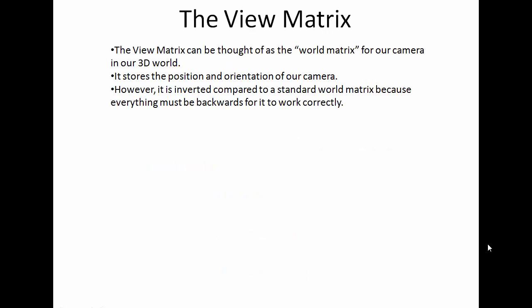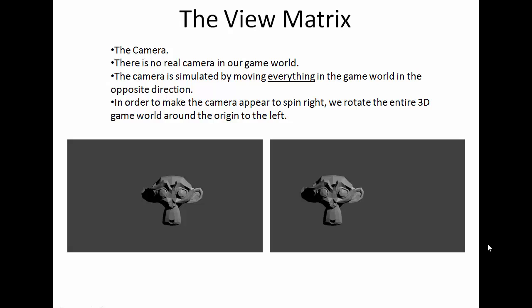The view matrix can be thought of as a world matrix for our camera in our 3D world. It stores the position and orientation of our camera. However, it's inverted compared to a standard world matrix because everything must be backwards for it to work correctly.